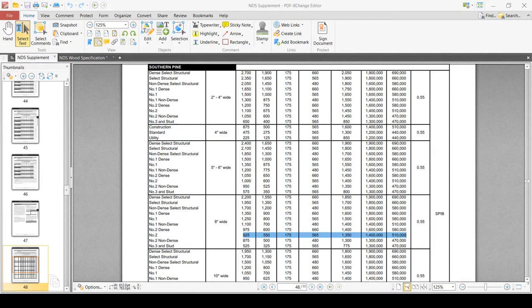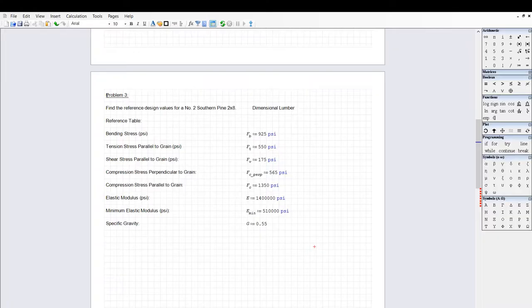And the specific gravity, again, is of course just the ratio of the density of the material to the density of water. So this is at 0.55, this is a little over half the density of water. So let me check my numbers: 0.55, 510,000, 140,000, 1350, 565, 175, 550, and 925. And going back to my S-Math sheet, I have these values here.